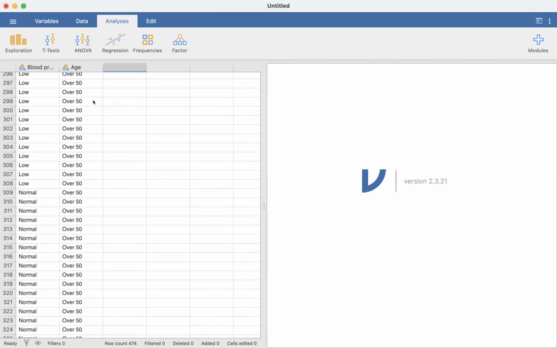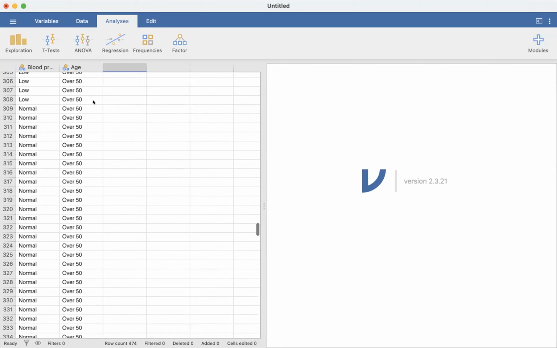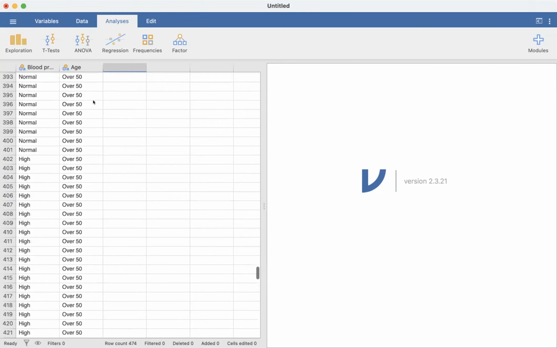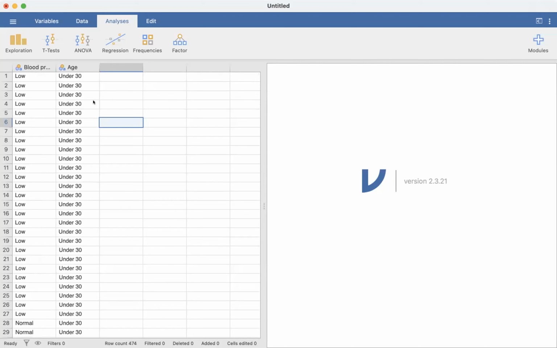In the first column, we have their blood pressure, but there's not a number associated with blood pressure. It simply states whether it is low, normal, or high. A lot of times you'll encounter data like this, and the chi-square test is what lets you determine whether there is a connection between blood pressure and age when you're dealing with something that is nominal or ordinal.